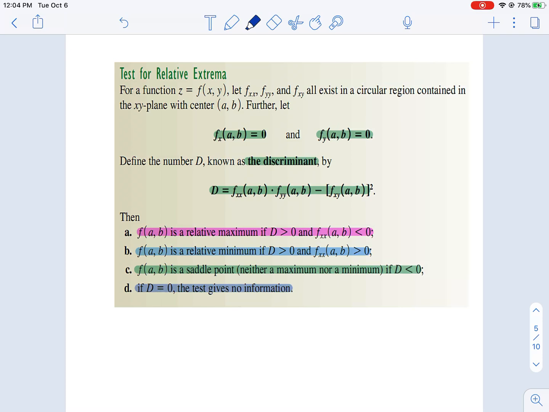Now, this test can be used on your exam. It doesn't have to be memorized, but please make sure you understand how this test works.